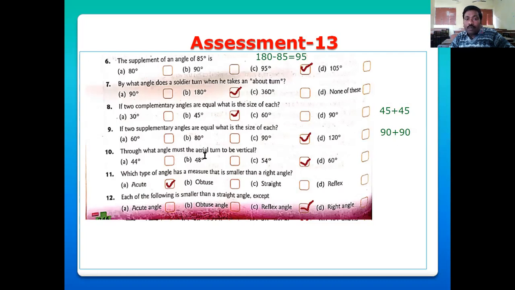Through what angle must the aerial turn to the vertical? The answer will be 54 degrees.